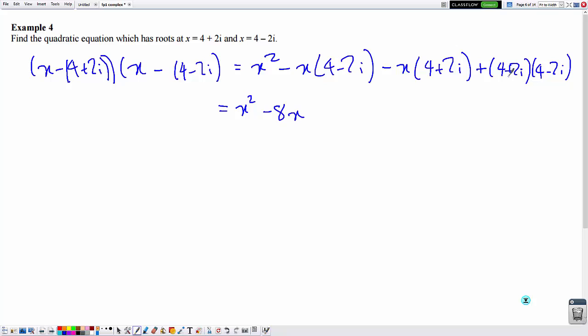And then this we multiply out using difference of two squares. So it's 16 minus 4i squared. So it's 16 plus 4, which is plus 20. So it's not so bad.